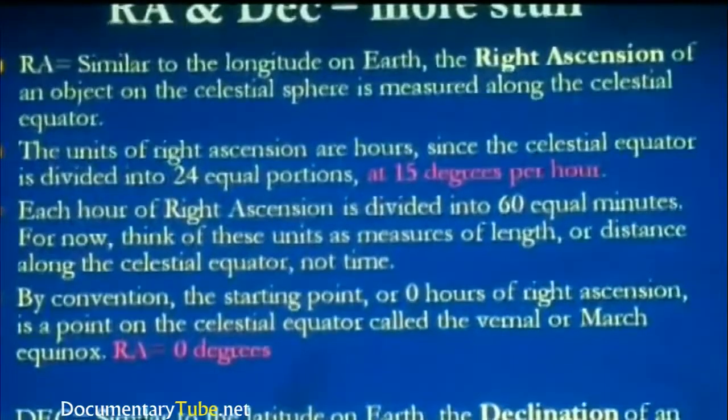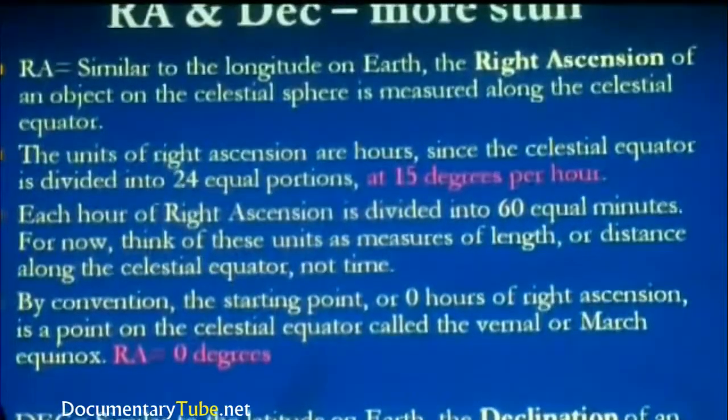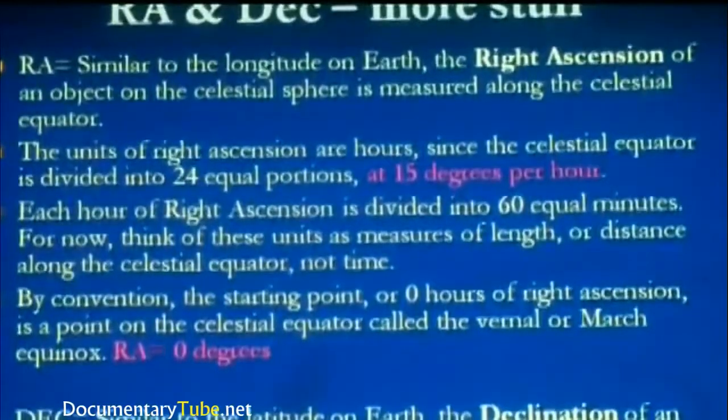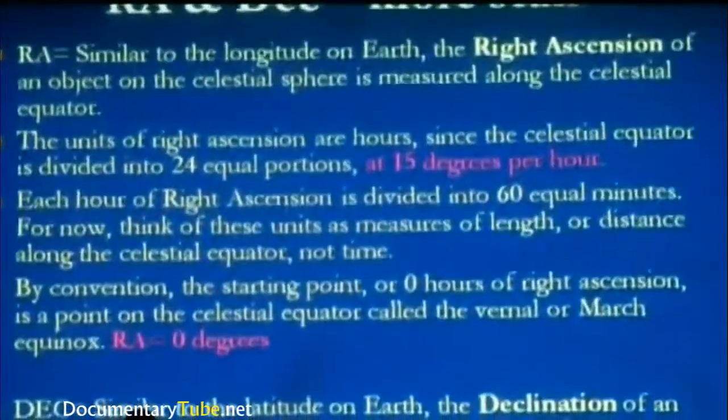By convention, the starting point, or 0 hours of right ascension, is a point on the celestial equator called the vernal or March equinox, where right ascension equals 0 degrees. There are 2 times a year that we have an equinox. One of them is called the March equinox, and the other one is called the autumnal equinox.